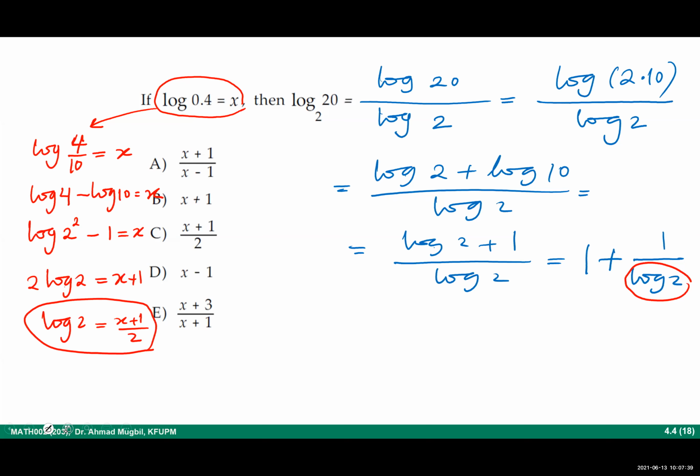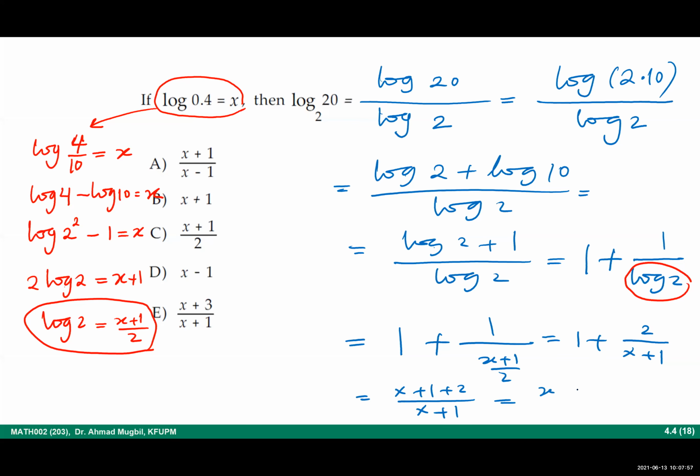So what I will do, I will just go back here and say this is 1 plus 1 over x plus 1 over 2, which will be 1 plus 2 over x plus 1, which will be x plus 1 plus 2 over x plus 1, which is x plus 3 over x plus 1. And the answer is E. And in fact, this is a very interesting question because you need to work on both quantities, on what you have and also on what you want.